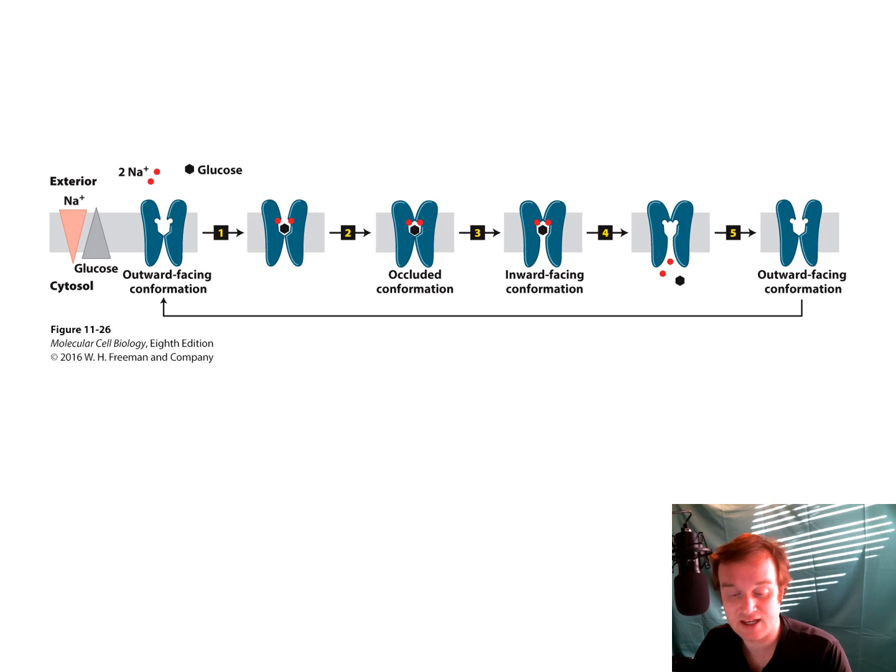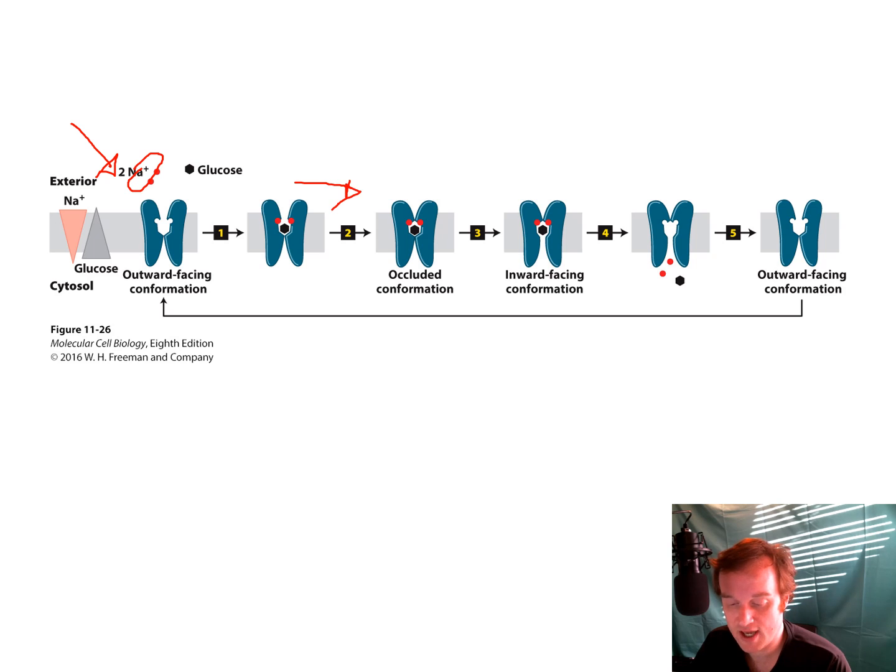So it's kind of like one of those ATP-driven pumps, but a Symporter can also move things in the direction of a higher gradient. Let's look at how this mechanism works here. We start with this outward-facing conformation where the opening is to the exterior, and then we have simultaneous binding of 2 sodium ions and 1 glucose, and this causes a conformational change.